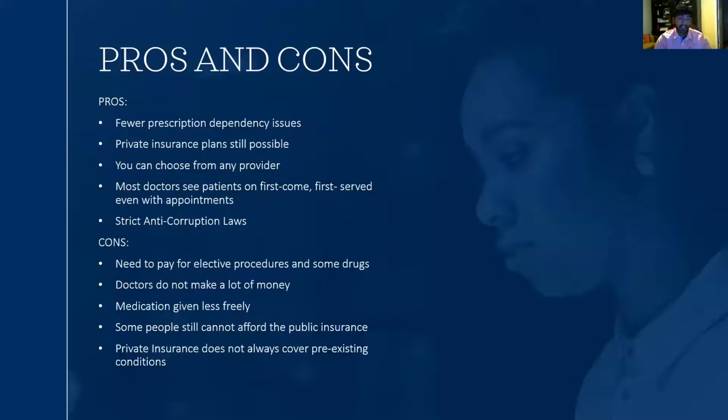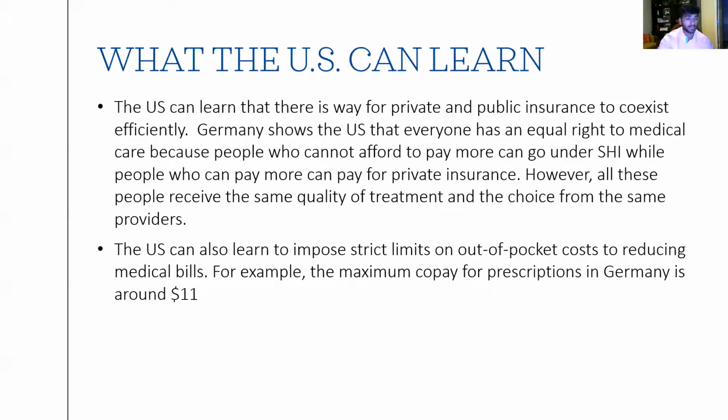Some cons: you still need to pay for elective procedures and some drugs, which makes sense. Doctors do not make a lot of money. Medication is given less freely. This is what we talked about with the opioids. They're not prescribed as freely as in the U.S. Some people still cannot afford the public insurance, and private insurance does not always cover pre-existing conditions.